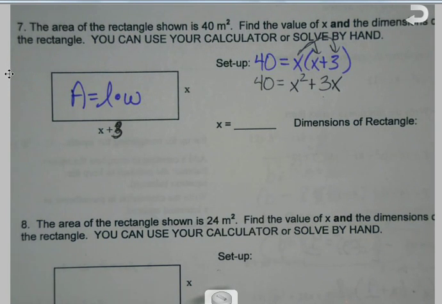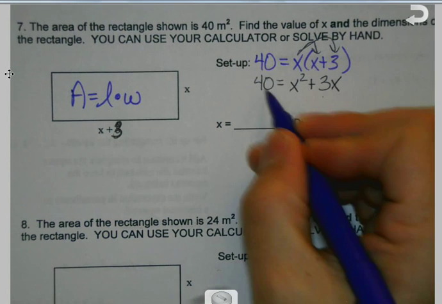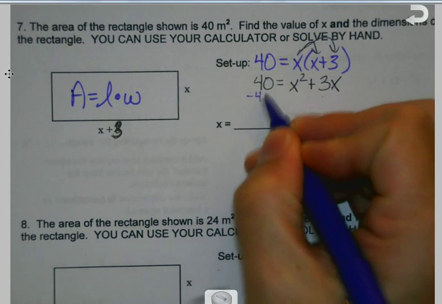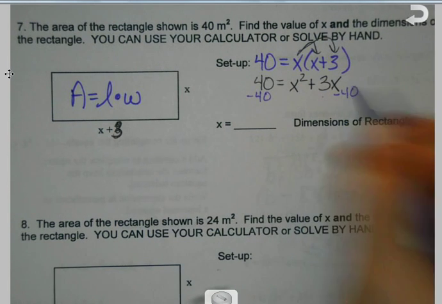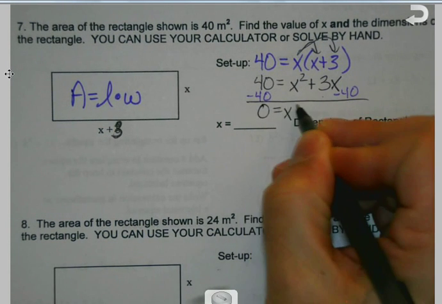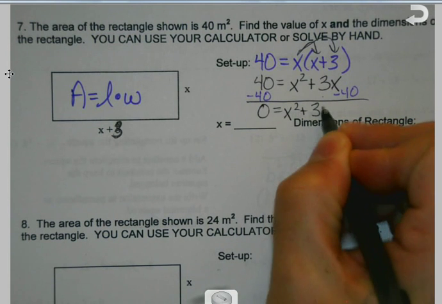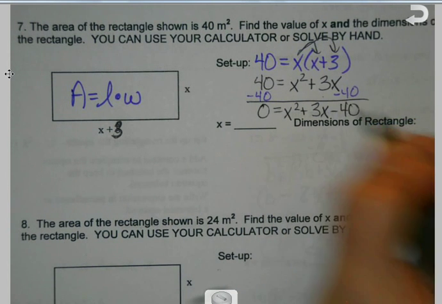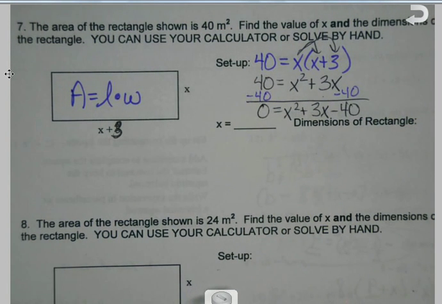So if I'm going to factor this, which is probably the easiest way to go about it, I need this to equal 0. So I'm going to minus my 40. So I get my 0. And my job is going to be to factor what's left.